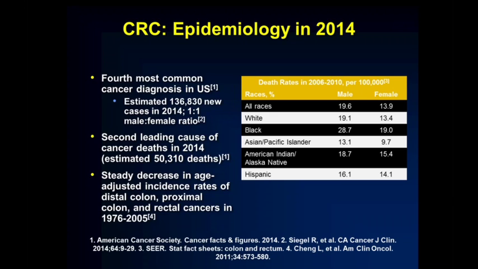If you look at the epidemiology of colorectal cancer, it's the fourth most common cancer diagnosis in the United States, accounting for approximately 137,000 new cases a year. Generally speaking, the male to female ratio is 1 to 1. It is the second leading cause of cancer deaths, with about 50,000 deaths a year. And there's been a steady decrease in age-adjusted incidence for distal colon, proximal colon, and rectal cancers between the years of 76 and 2005. Most recently, there's been an increase in incidence of colon cancer in a younger population.